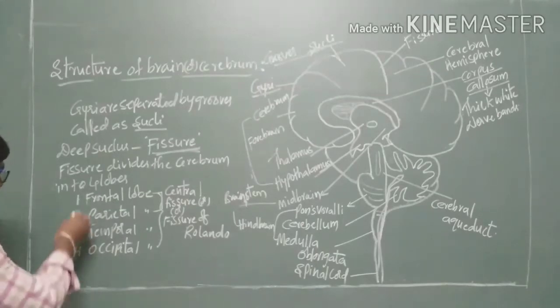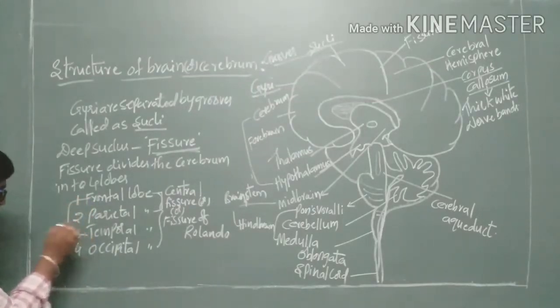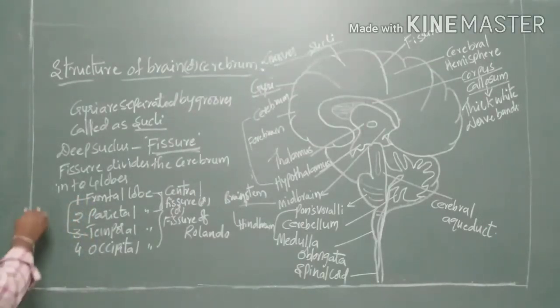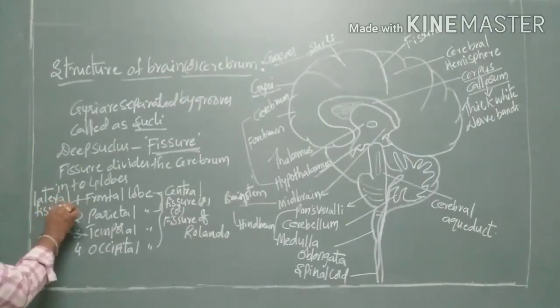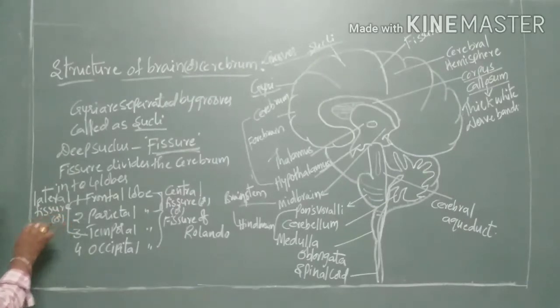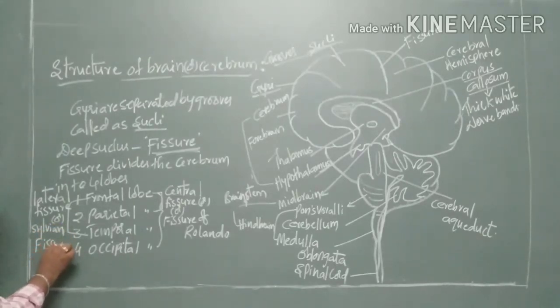And the fissure which separates the frontal and temporal lobe is called the lateral fissure, or otherwise the Sylvian fissure.